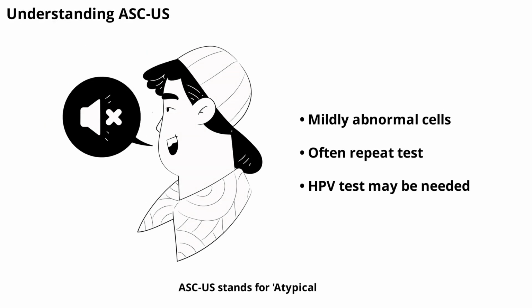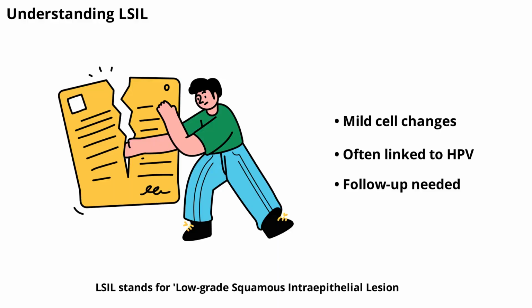ASCUS stands for atypical squamous cells of undetermined significance. This means some cells look slightly abnormal, but it's unclear if it's due to infection, inflammation, or something more serious. Often, your doctor may recommend repeating the pap smear in a few months or testing for HPV, the virus that can cause cervical changes. LSIL stands for low-grade squamous intraepithelial lesion. This means there are mild changes in the cervical cells, often caused by HPV infection.